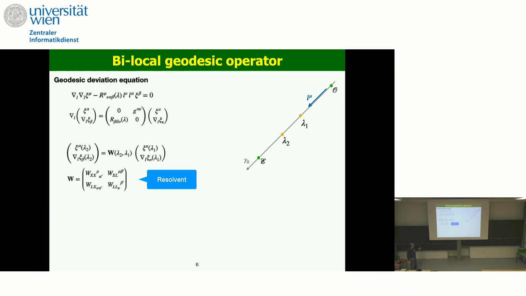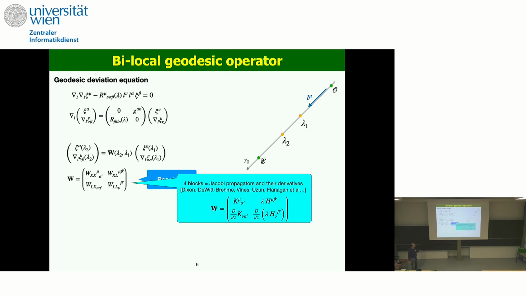Okay, but a first order linear ODE of this kind can always be solved with the resolvent method. So you can express the state of affairs at, let's say, point lambda 2 as a function of the state of the system at point lambda 1 and a linear mapping W from lambda 1 to lambda 2 over here. And this is known as the resolvent. In this setting, it's an 8 by 8 matrix, which has a natural block matrix decomposition into 4 by 4 matrices.